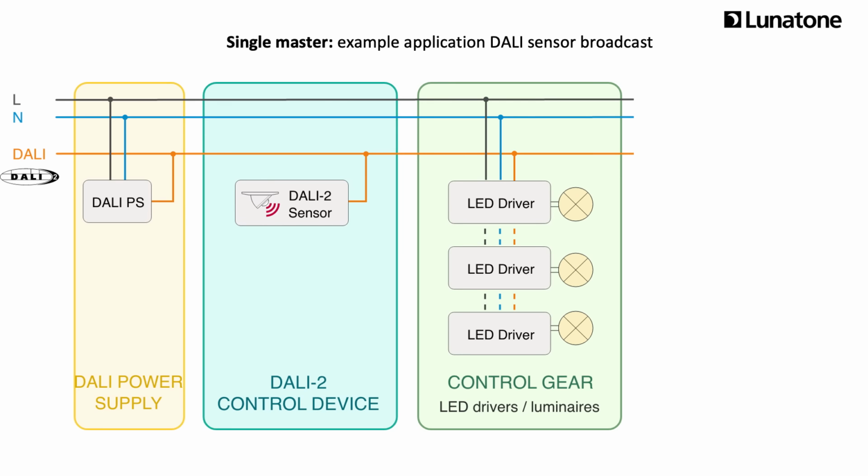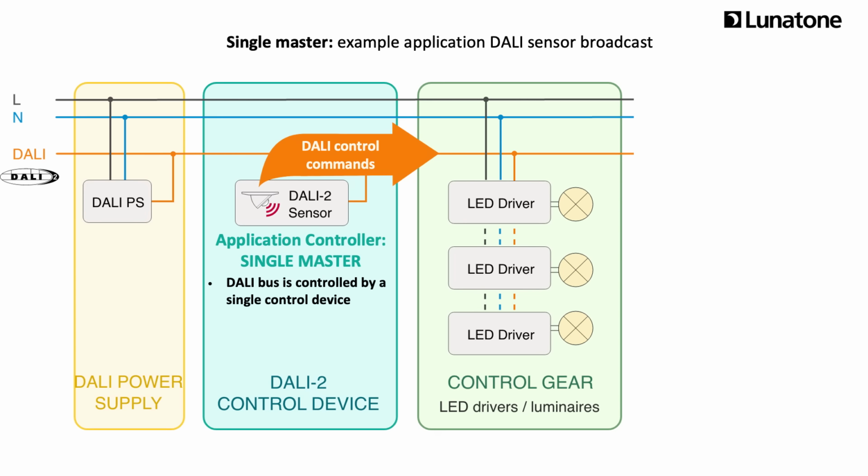Let's have a look at a single master application controller using a DALI broadcast sensor as an example. When using a single master, the DALI bus is controlled by a single control device. A single master application controller has no collision detection or bus monitor implemented. It cannot recognize if other control devices are sending.